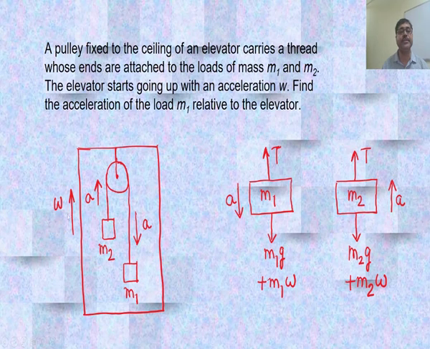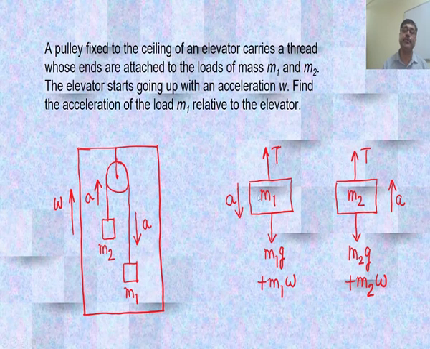Now the entire box is moving upward with an acceleration omega w. Our job is to find the acceleration of the load M1 relative to the elevator. This is very interesting, so we can consider different situations. One situation is this: let us choose M1 going downward and M2 going upward. And because they are connected by a thread, their actual acceleration is a, the effective acceleration when I see it from an inertial frame.